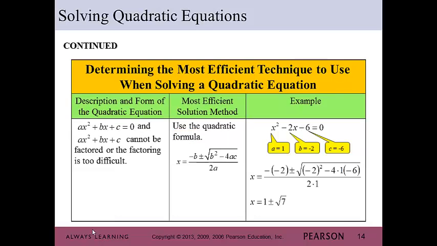And then the last method is the quadratic formula. You can use the quadratic formula for all equations in any form. The quadratic formula is x equals negative b plus or minus the square root of b squared minus 4ac, all divided by 2a.